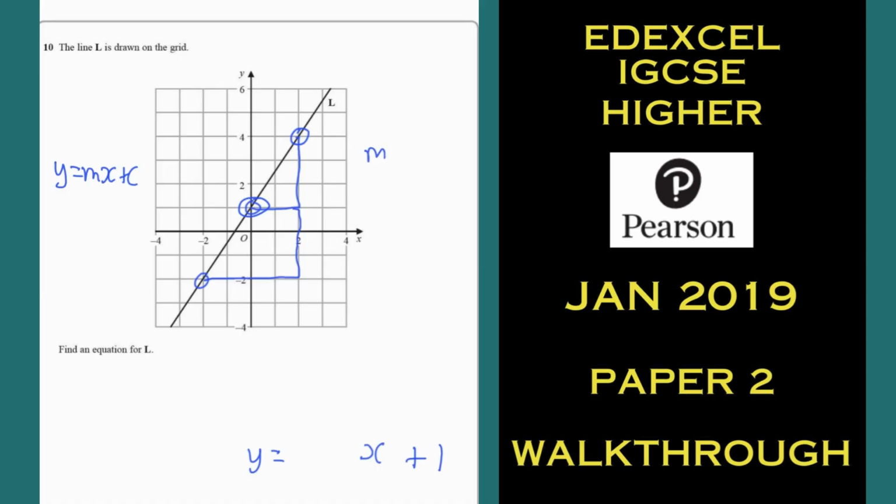And to find the gradient, however big a triangle you've drawn, it is the height over the width. This big one has a height of 6. It has a width of 4. So the gradient is 6 over 4 or 3 over 2 or 1.5.